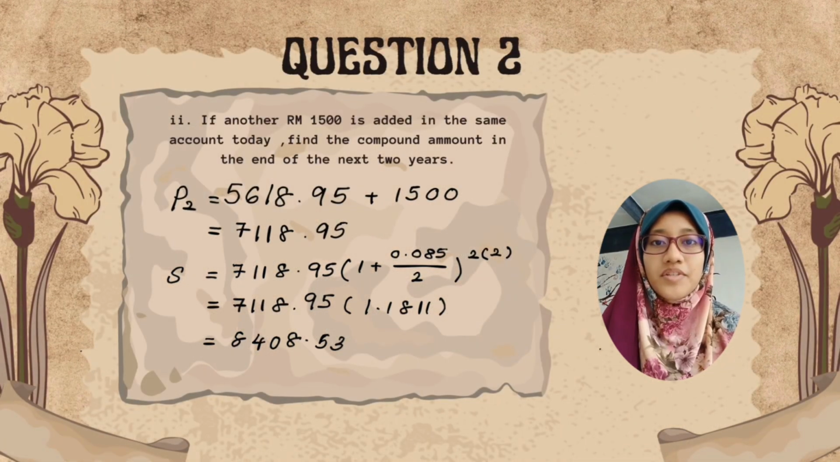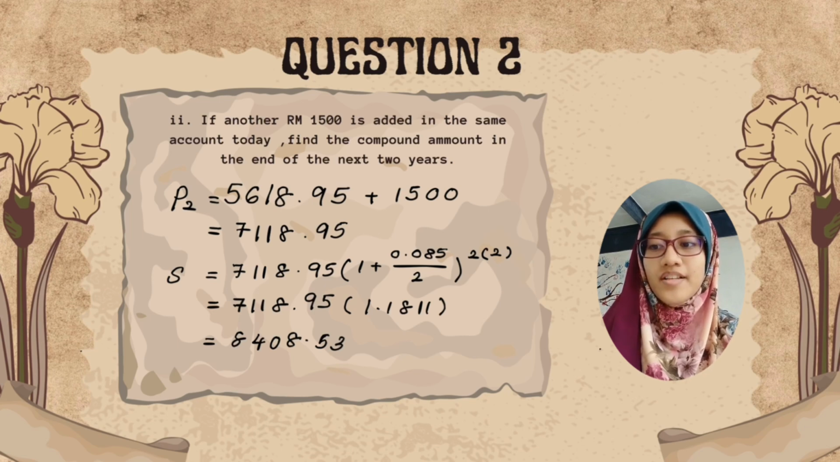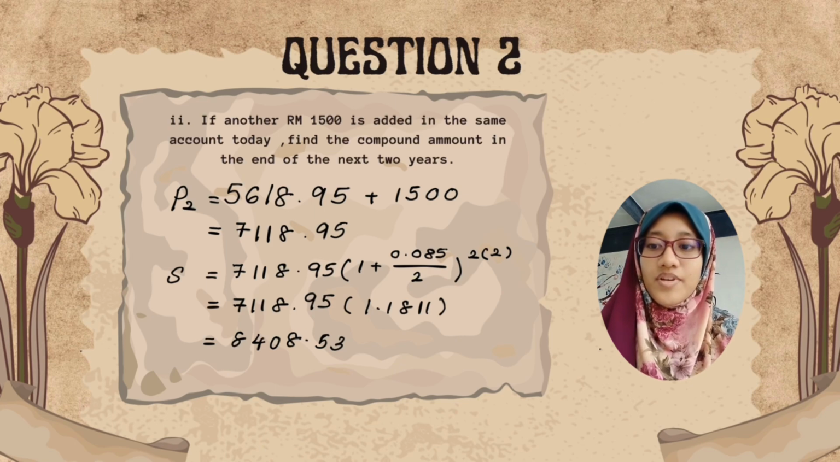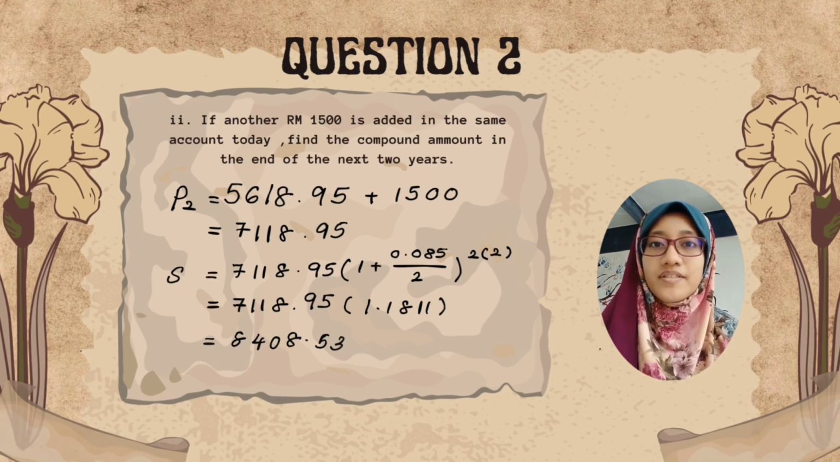For the last question, you need to add another 1,500 in the same account and you need to find the accumulated amount for the next 2 years. So 5,618.95 plus 1,500 equal to 7,118.95. After that, we add the amount into the formula. S equal to 7,118.95 bracket 1 plus 0.085 divided by 2 power of 4. And the accumulated amount for the next 2 years will be 8,408.53.